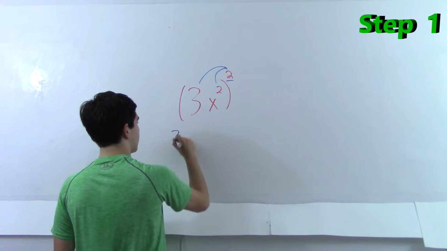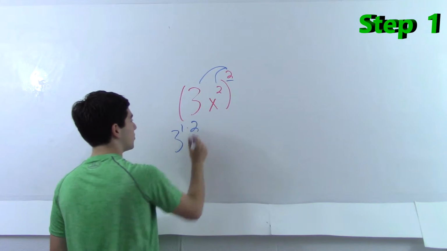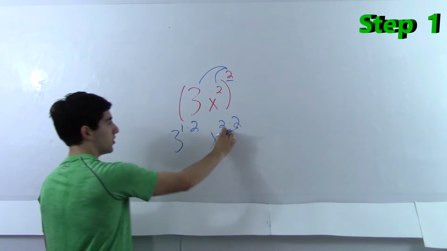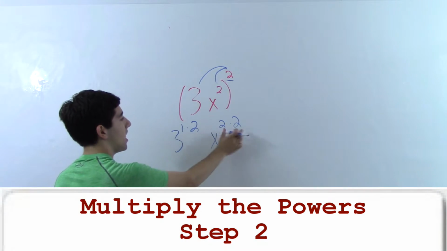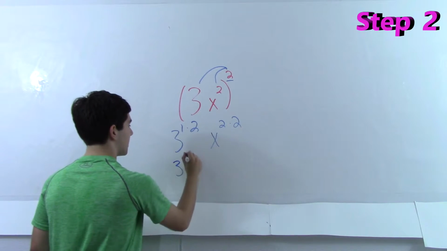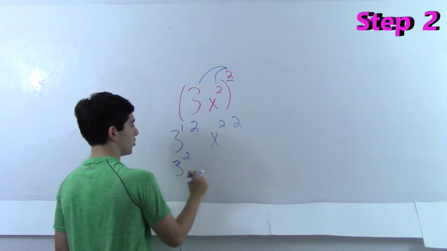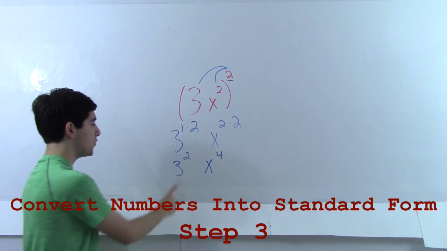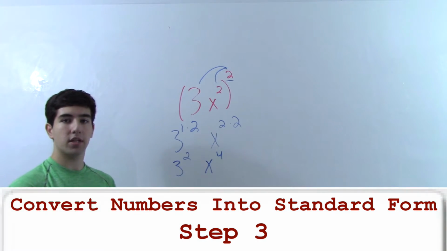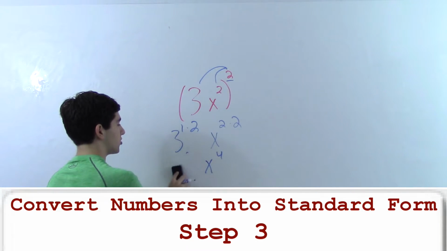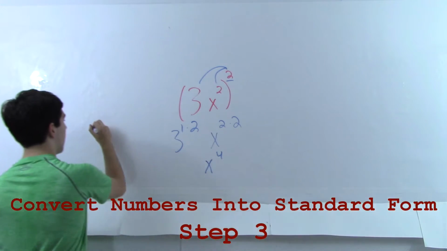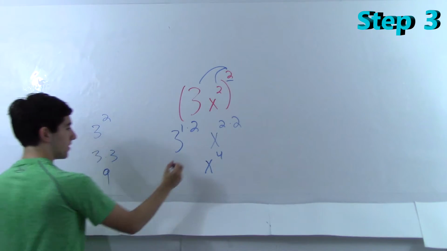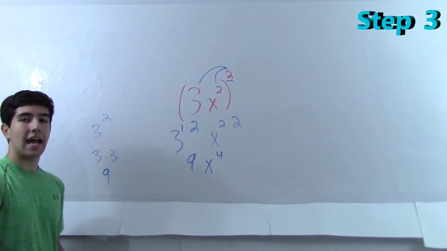We have 3 to the first power times 2. And then we have x squared times 2. Our second step is to multiply our powers. So here we have 3, 2 times 1 is 2, and x, 2 times 2 is 4. But we're not done yet. If you have a number to an exponent, convert it into just a regular number in standard form. So 3 squared, 3 times 3, 9. So our final answer would be 9x to the fourth.